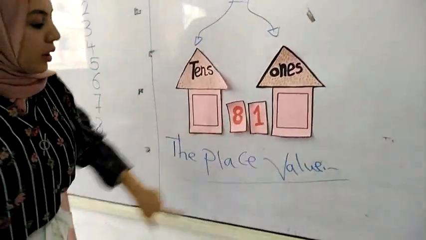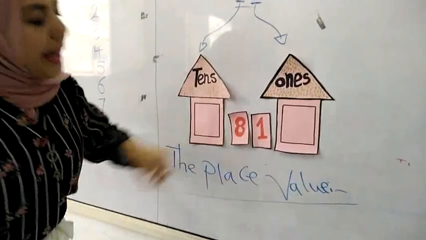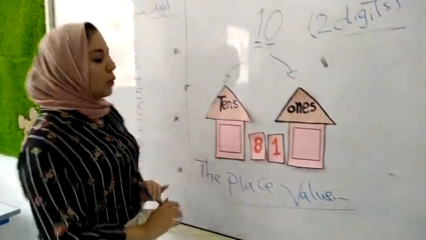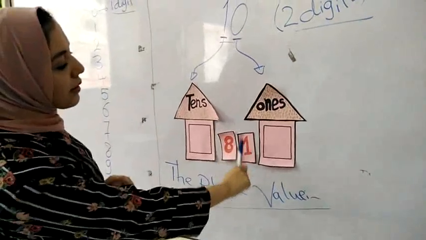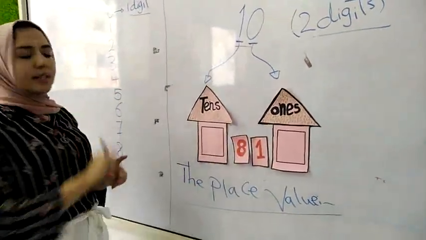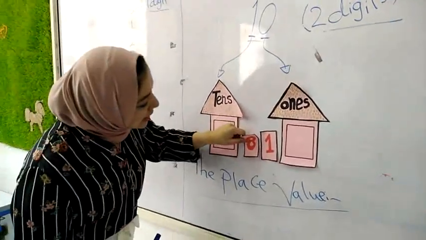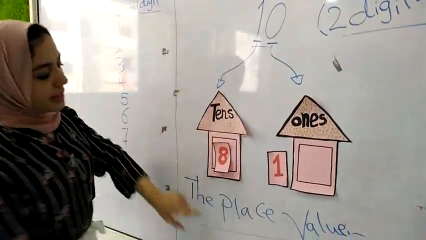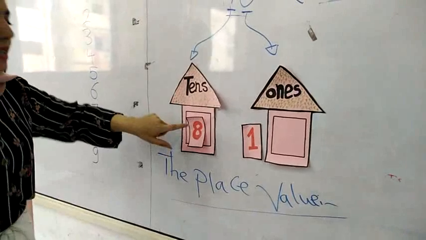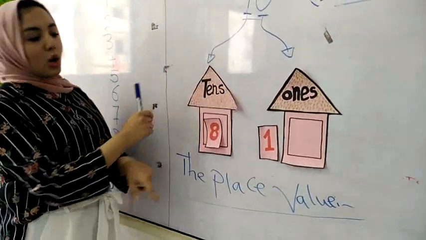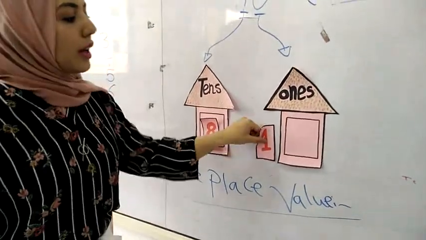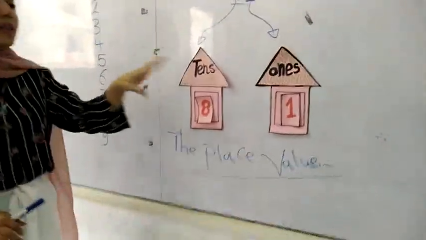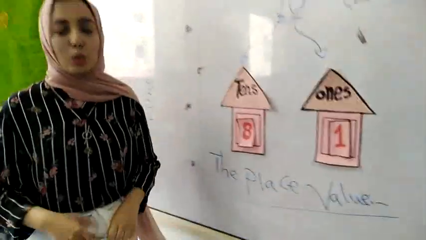Now number 81. I want the place of 8. The second place or the first? I will look at 81. 1 is the first place and 8 is the second place. So the second place is tens place. I will say the tens. So the place of 8 is tens. What about the place of 1? In ones place. Now we got the meaning of the place value.